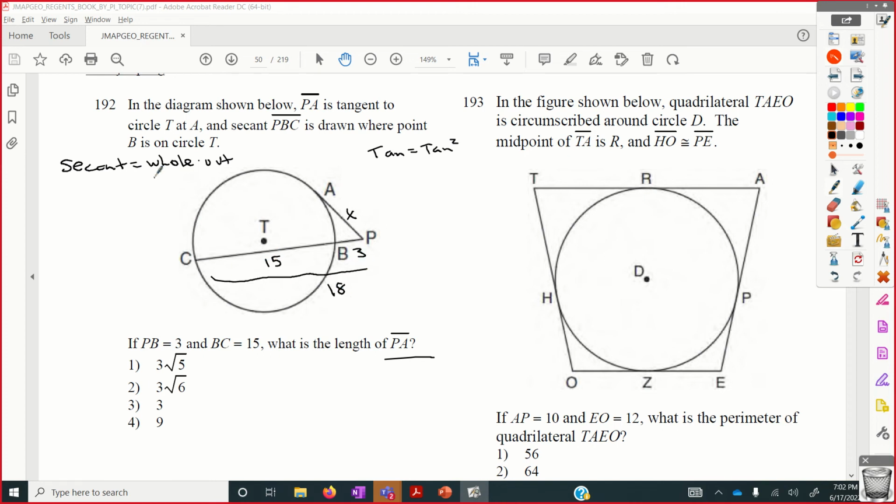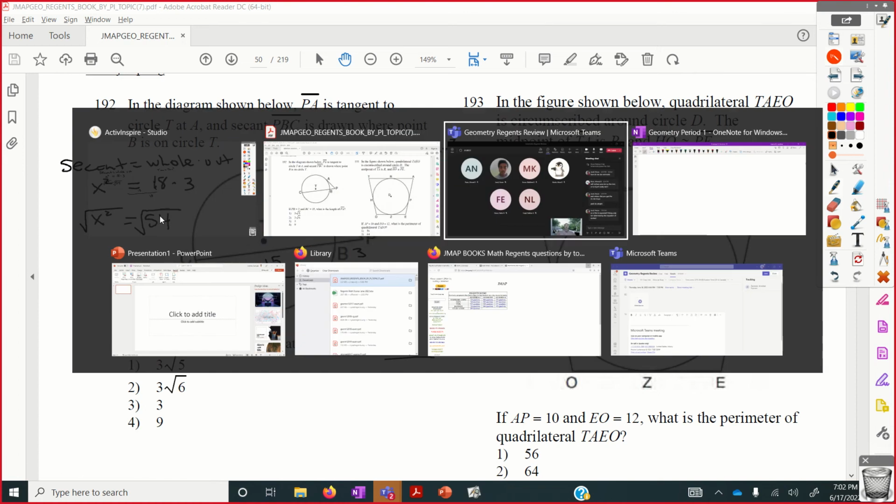So the whole is 18 times the outside piece, which is 3, is then equal to X squared, because it's equal to tangent squared. So X squared is equal to 54. We know we're going to take the square root. Remember, if you don't remember how to simplify, just type in your answer.